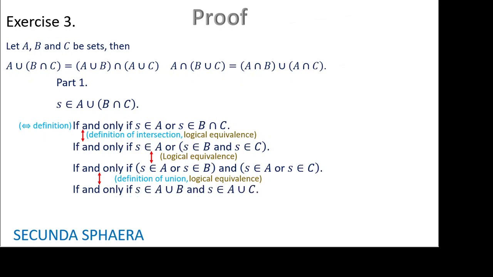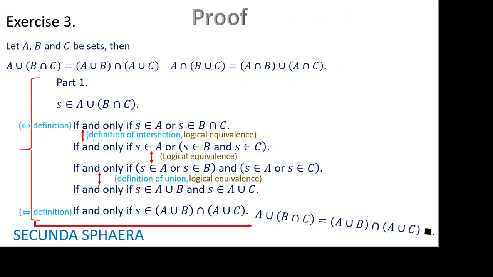And so this is if and only if S is in A union B and S is in A union C. And now we can use the standard definition of intersection without any trouble. And so this just gives us if and only if S is in A union B intersection with A union C. This is an entire argument only connected by logical equivalences. Remember that definitions are logical equivalences. So this gives us the equality that we want. And we are done for part 1.